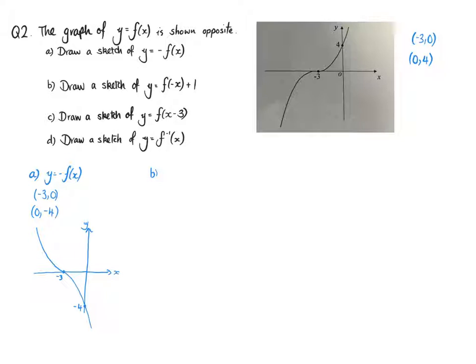So for B, we have to draw a sketch of y equals f of negative x plus 1. So we're starting out with -3, 0 and 0, 4. We always do what's in the brackets first. That makes our x coordinates change sign. So we end up with 3, 0 and 0, 4. So this time we're flipping it in the y-axis instead of the x-axis. And then we need to add 1 to our y coordinates, so we get 3, 1, and we get 0, 5.